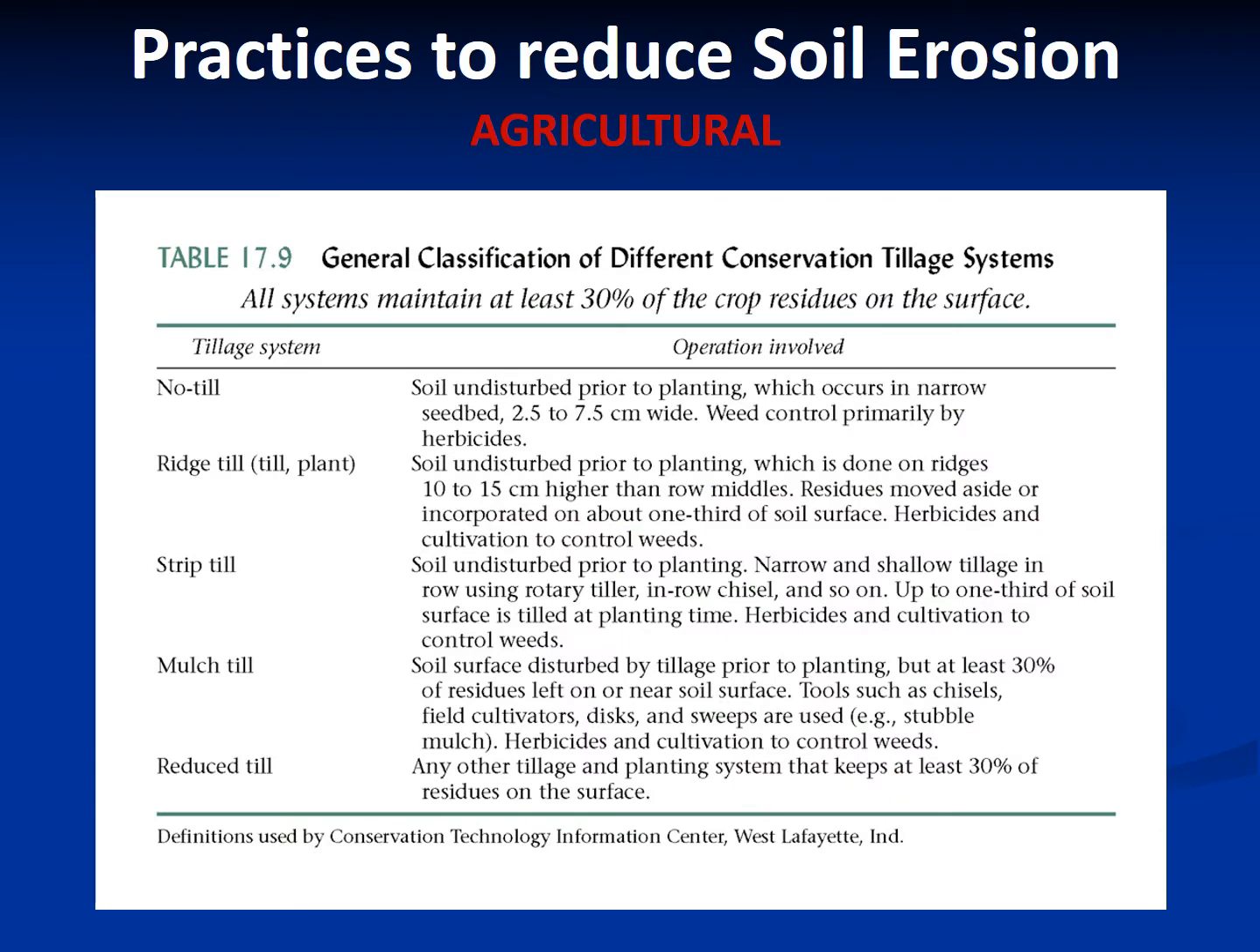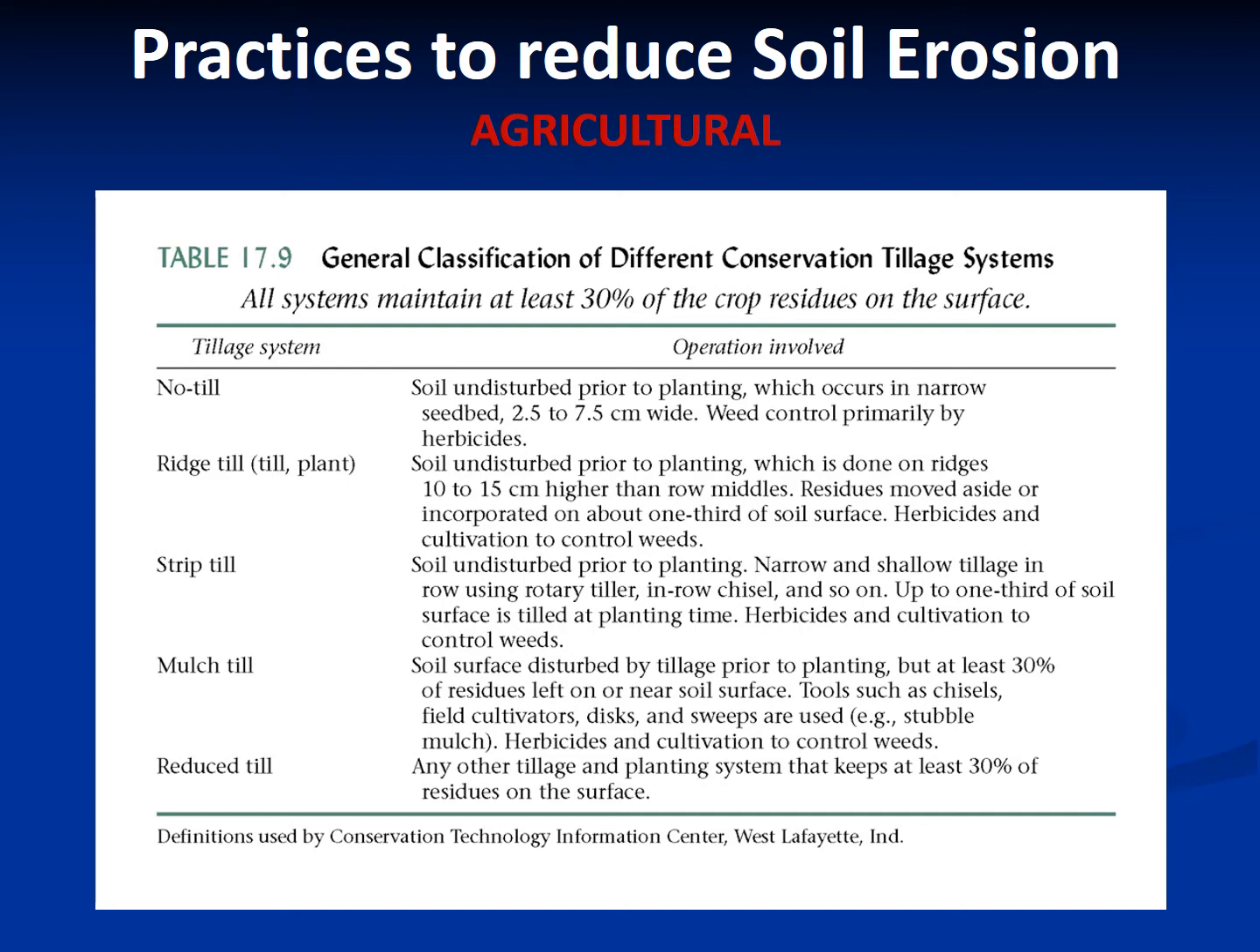Practices to reduce soil erosion include no-till, ridge till, strip till, mulch till, and reduced tillage. No-till is when soil is left undisturbed prior to planting, which occurs in narrow seed beds 2.5 to 7.5 centimeters wide. Weed control is primarily done by herbicides. Ridge till is when soil is undisturbed prior to planting, which is done on ridges 10 to 15 centimeters higher than row middles. Residues are moved aside or incorporated on about 1/3 of the soil surface. Herbicides and cultivation are used to control weeds.